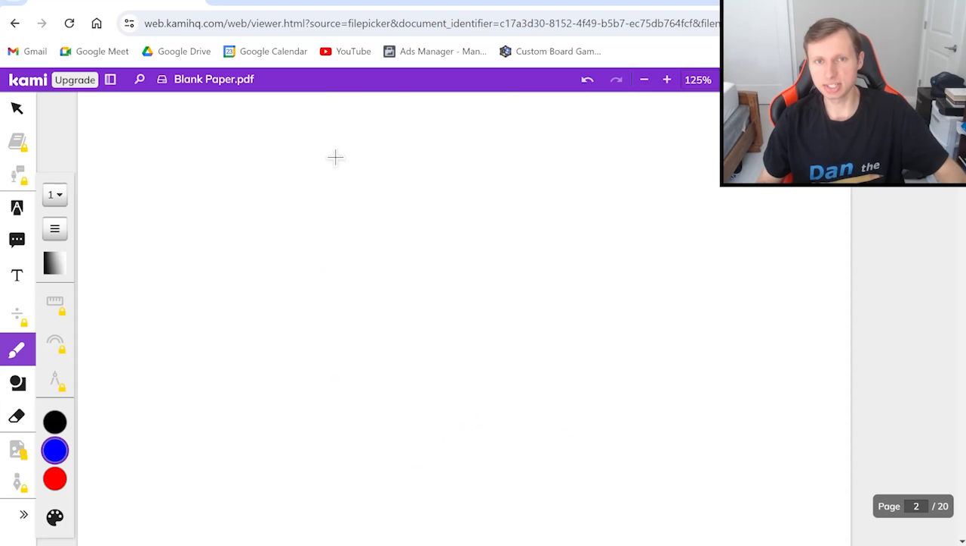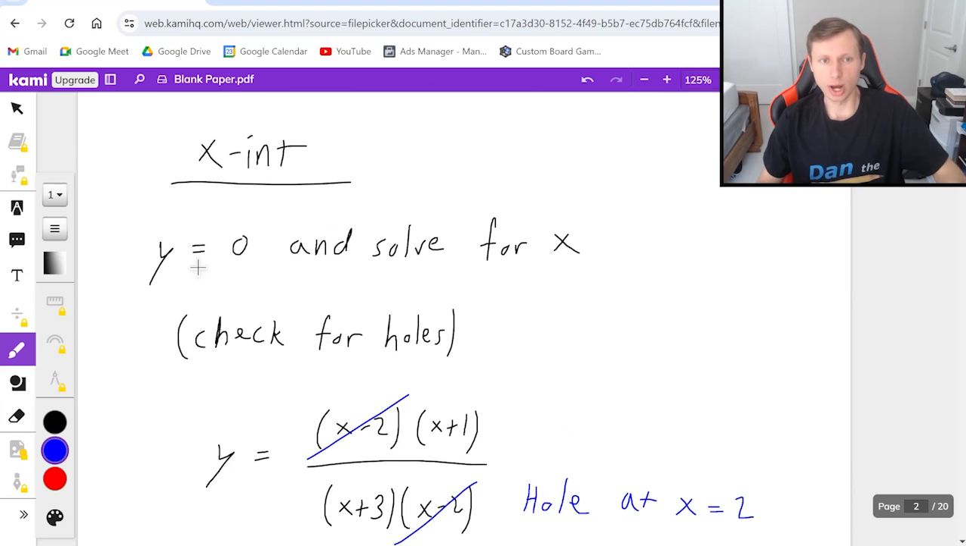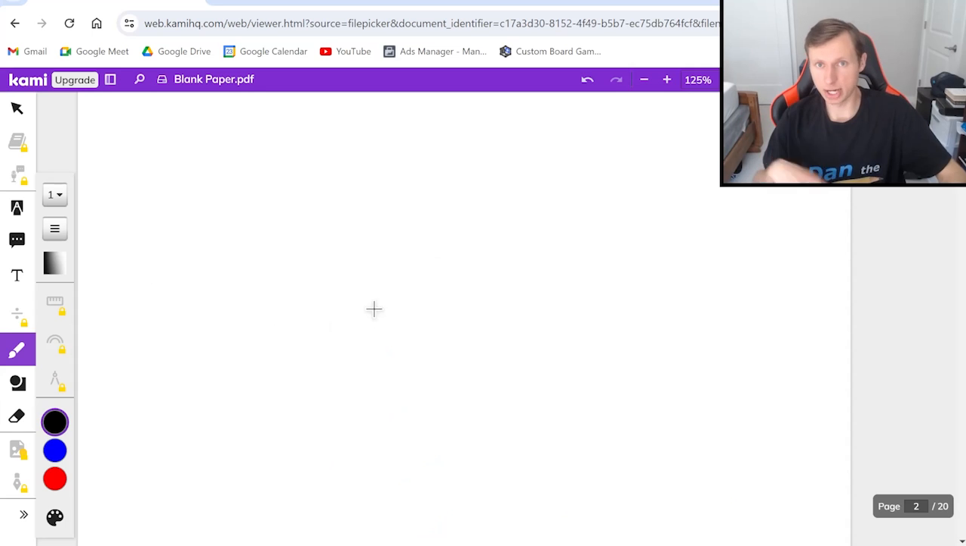And so that's everything I have to say for x-intercepts. Again, y equals 0, solve for x. Don't forget that. And by the way, this holds true for the x-intercept for literally any function, not just rational ones, but rational ones are extra fun. So that's why I have a video on just rational functions.